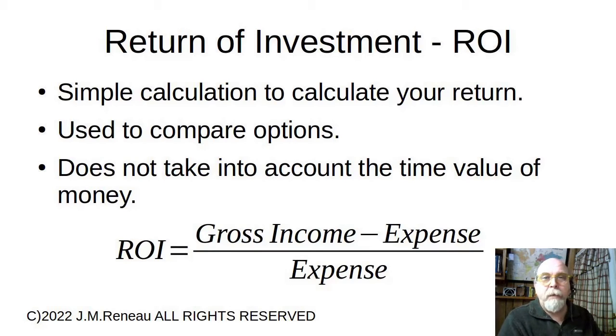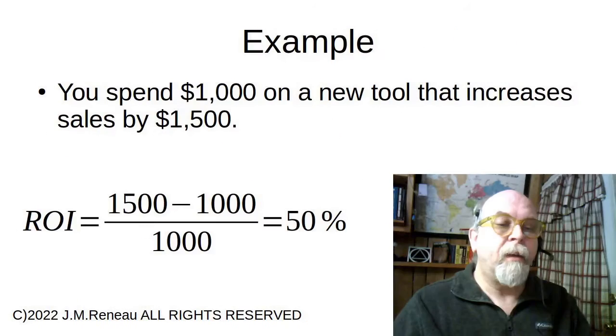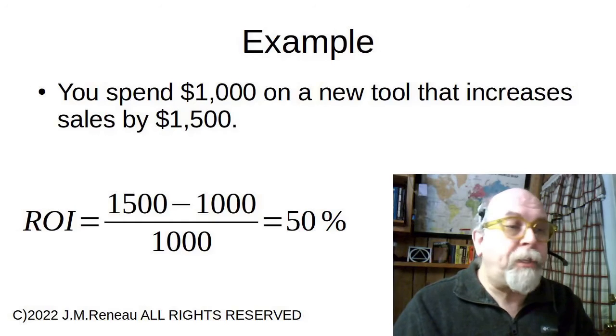ROI is often expressed as a percent. So if you get an ROI of 0.10, that would be a 10% return on investment. Let's look at a couple of quick examples. So let's take a look at our first example.